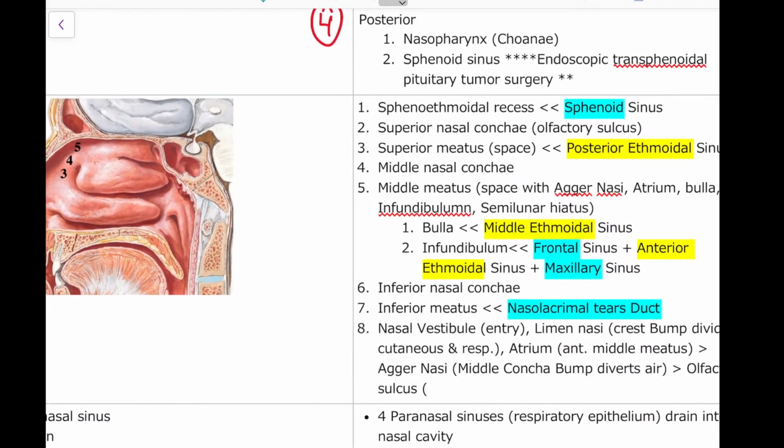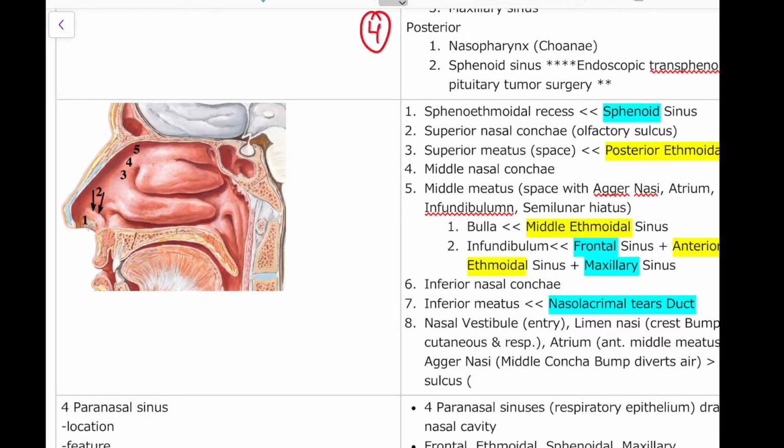So now, talking about the openings, we will start from number one. The sphenoethmoidal recess is the one up here, at the top, and this provides the sphenoid sinus opening.